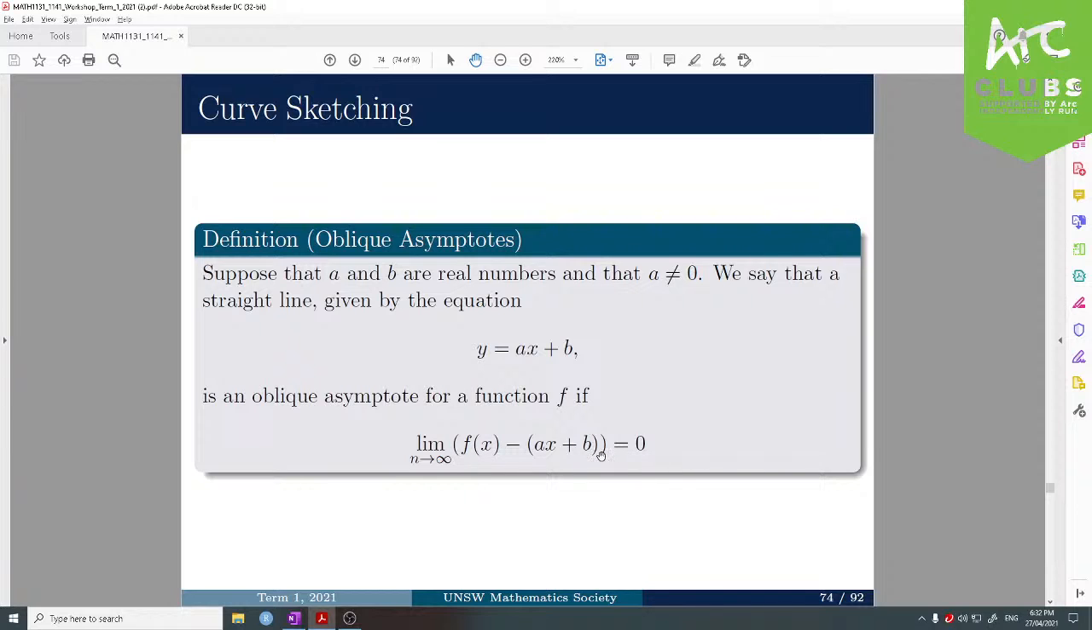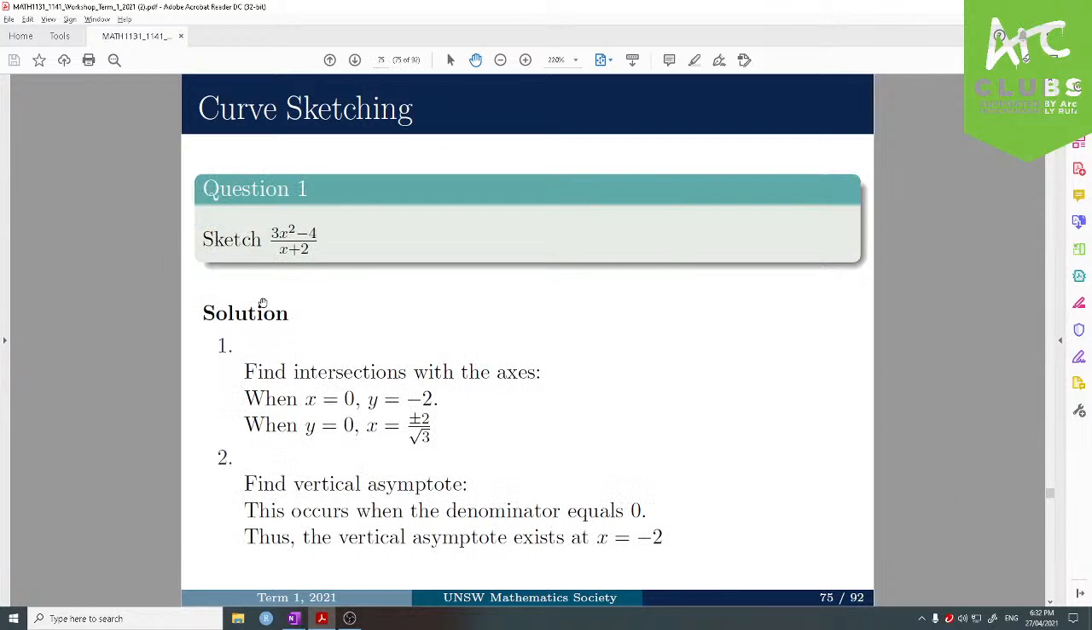So if the actual function approaches a straight line, then it's an asymptote, right? The only difference here now compared to the usual asymptotes you would have seen is that they don't have to be just vertical or just horizontal. Okay. So let's have a question here. The question says, sketch 3x squared minus 4 over x plus 2. Okay. So you would still go through a similar process as any other curve sketching question.